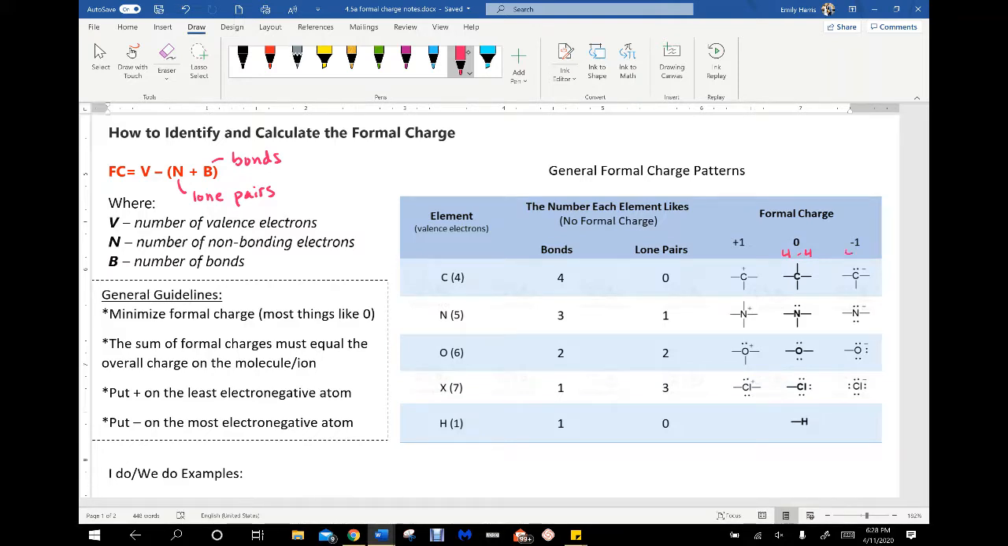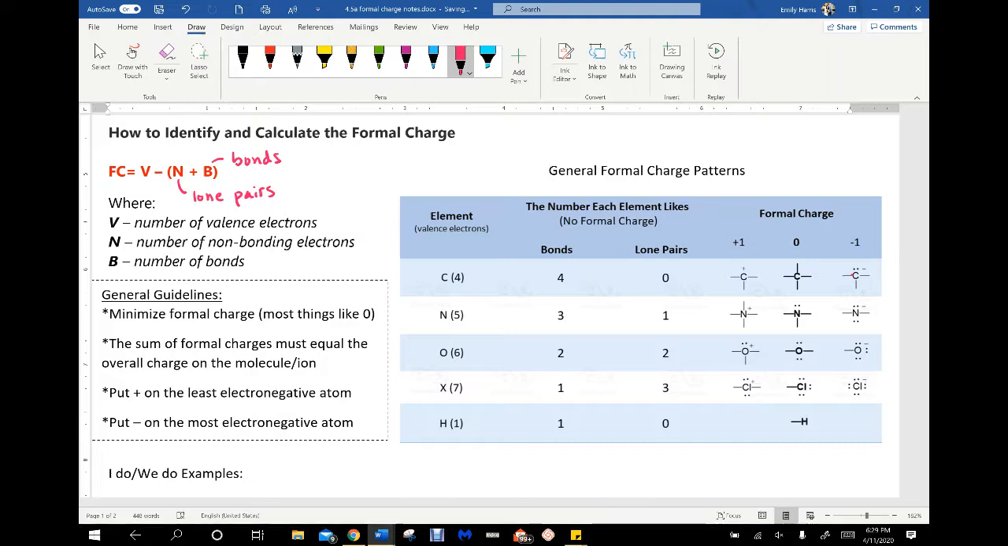That's because 4 valence electrons minus 1, 2, 3, 4, 5 electrons from the molecule gives you negative 1. And then if you see carbon with 3 bonds and no lone pair, that typically gives you a positive 1 formal charge, because 4 valence electrons minus 1, 2, 3 electrons from the bonds gives you a positive 1. Okay, and you'll start to pick up on these patterns the more you see them.